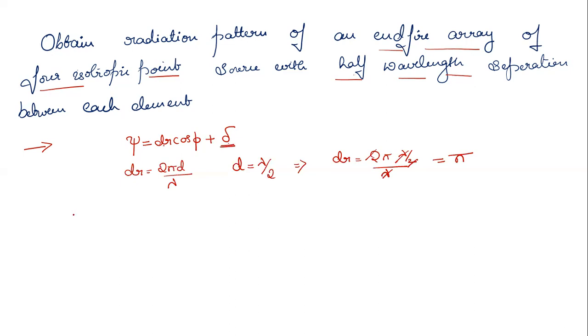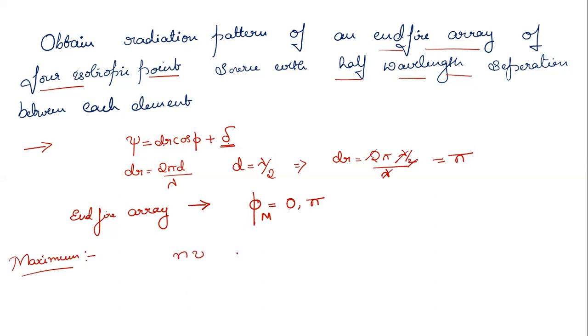It says end-fire array. What does it mean? It means phi should be maximum. The maximum lobe is either at 0 or pi. So I'll write the equation for obtaining the angle at which we get the maximum. That will be n psi equal to plus or minus 2k pi. Let me take k equal to 0. For this case, n is equal to 4.